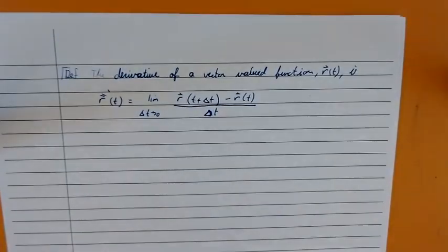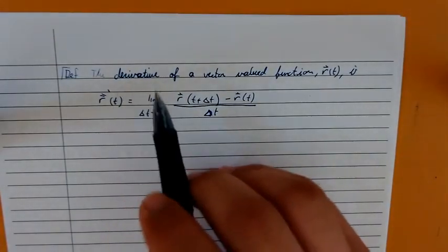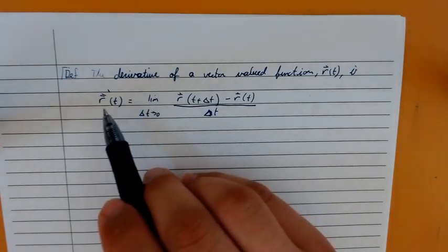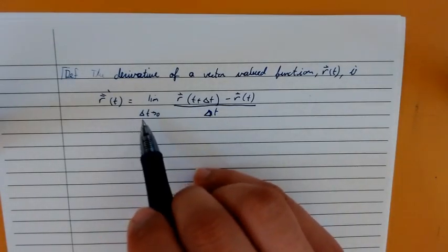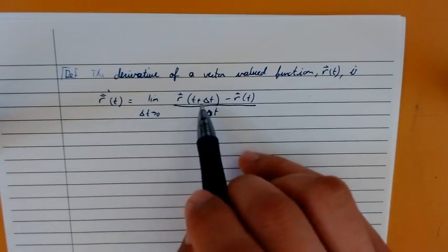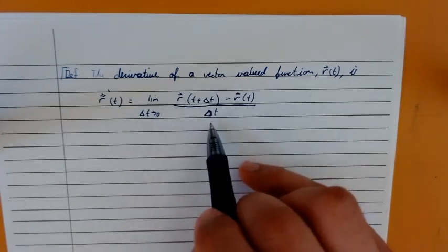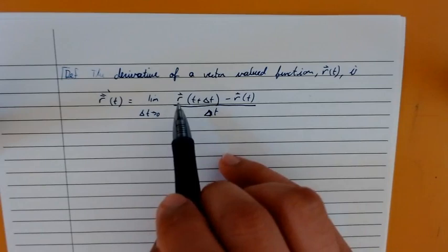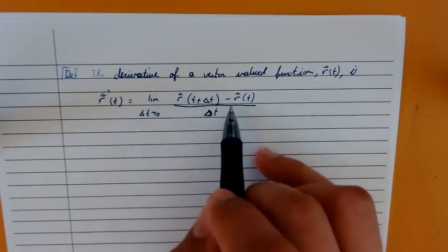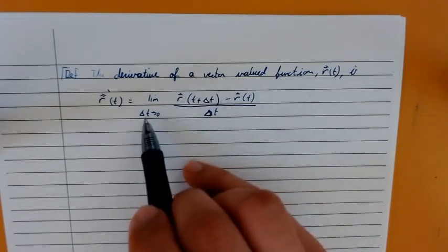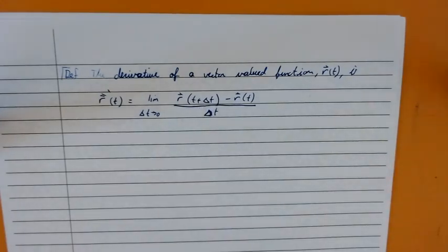This should remind you of the definition of the derivative of a real valued function, where f prime of x is equal to the limit as h approaches 0 of f of x plus h minus f of x over h. Here we're simply replacing a real valued function with a vector valued function, with the appropriate notation, and instead of x's, things are written with respect to t.